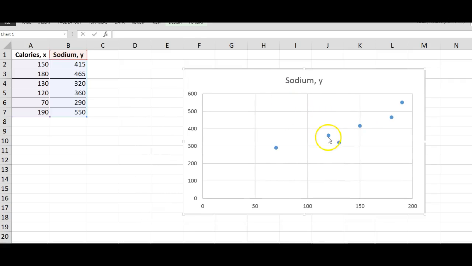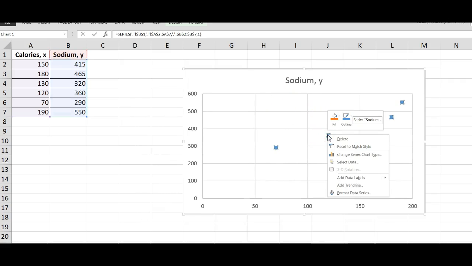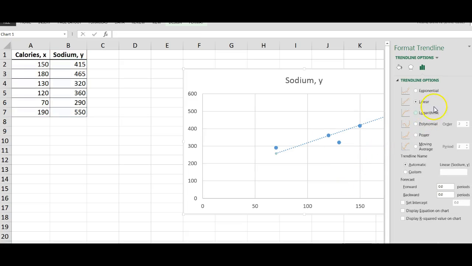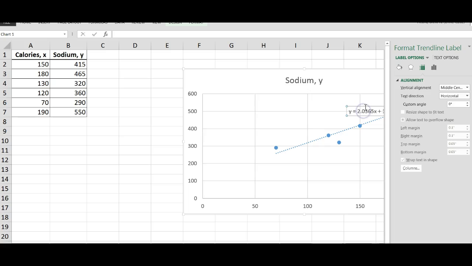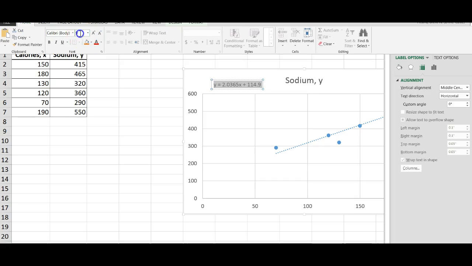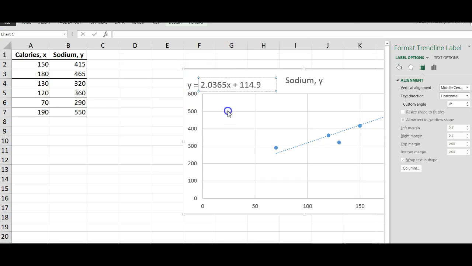Now, remember what I did. I just right-click on one of the dots. Say Add Trend Line. When I do, I get this nice little menu. I'm going to say Display Equation on Chart. I'm going to pick it up and move it over here so you can see it. I don't even need to make it any larger, do I? I'll still try to make it a little bit bigger. There we go. It's bigger.